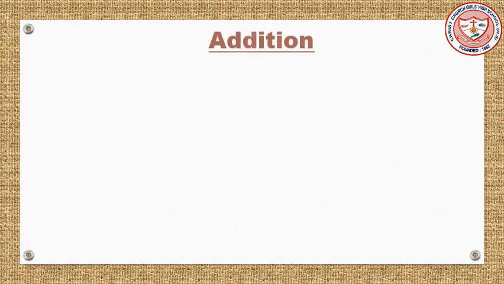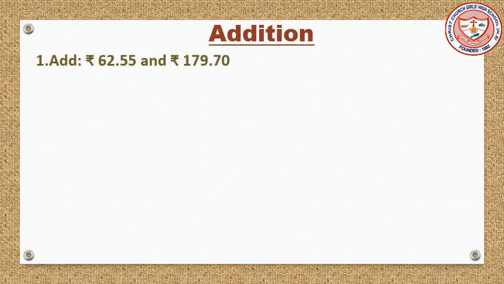Let's do addition. Number 1. Add rupees 62.55 and rupees 179.70. So girls, here we have to place the amount in 2 separate columns. One for rupees and another for paise, right? And then we have to place these dots exactly one below another like this.